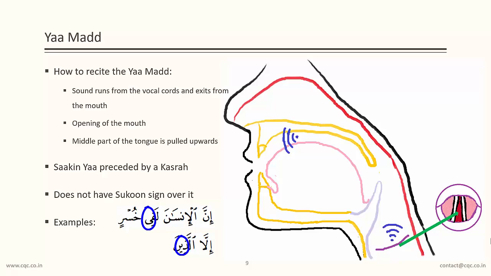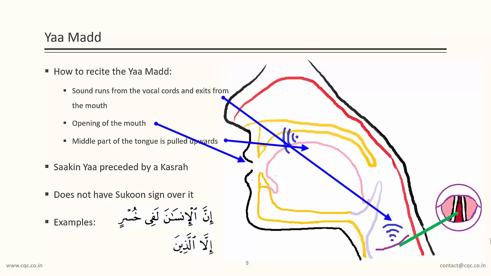So here, fi, the. In both the cases, the origin is from the makhraj of that specific letter, but what remains is the sound of the Ya Madd. So again, three things come into play at the same time: sound continuing to run from the vocal cords, lowering of the lower jaw, and the middle part of the tongue being pulled upwards towards the roof of the mouth. Try reciting E, and you will yourself experience that while the sound runs from the vocal cords and your mouth is opened, the middle part of the tongue is automatically raised upwards towards the roof of the mouth.